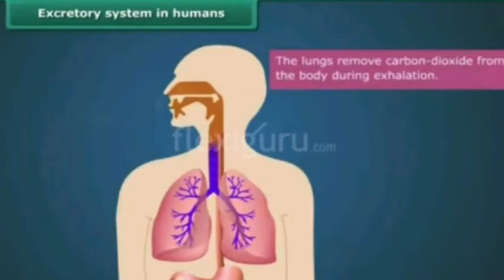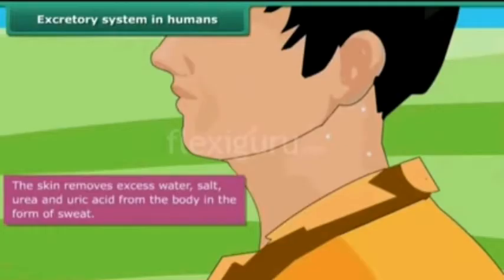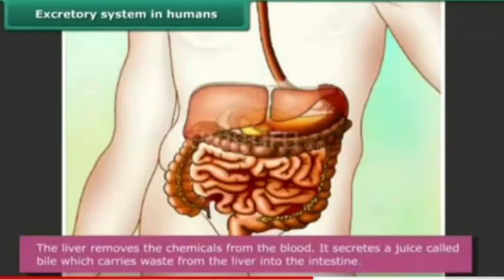Now let's see how. We breathe in oxygen and give out carbon dioxide with the help of what? With the help of our respiratory organ, that is the lungs. The lungs remove carbon dioxide from the body during the process of exhalation. The skin removes excess water, salt, urea and uric acid from the body in the form of sweat.